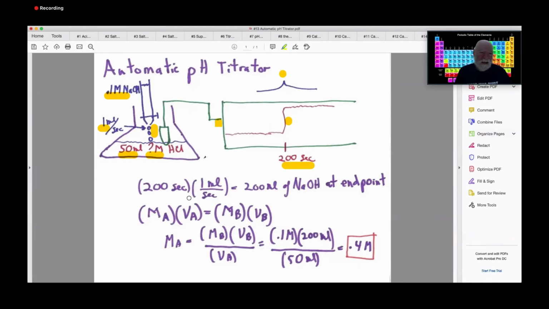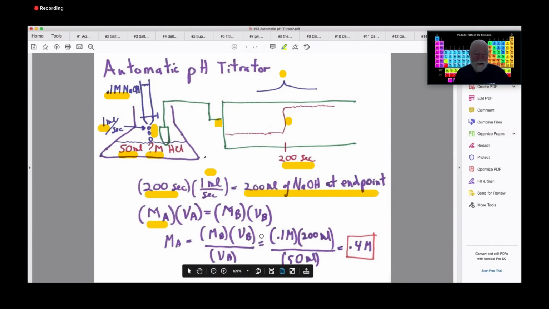Taking the fact that it took 200 seconds for the endpoint to show up and the burette is delivering 1 milliliter per second, you multiply these together and find out 200 milliliters of sodium hydroxide is needed to reach the endpoint. Then you can use the titration equation: molarity of acid times volume of acid is equal to molarity of base times volume of base. The goal is to solve for the molarity of the acid. Algebraically, it's going to be molarity of base times volume of base divided by volume of the acid.